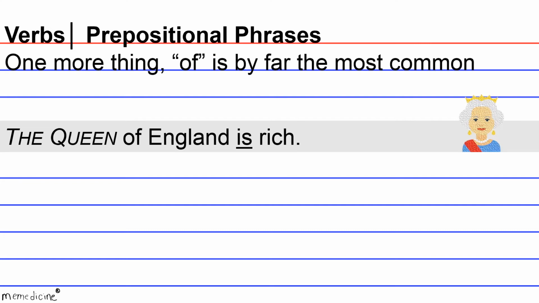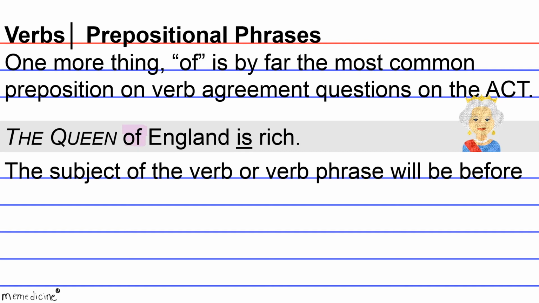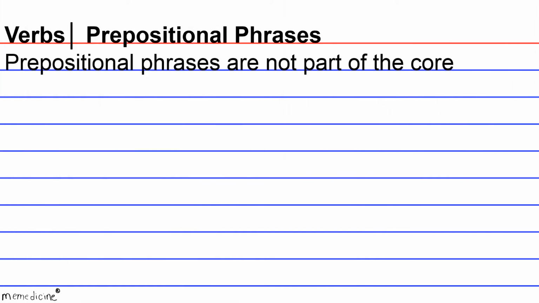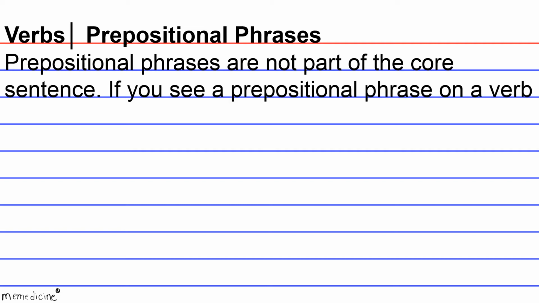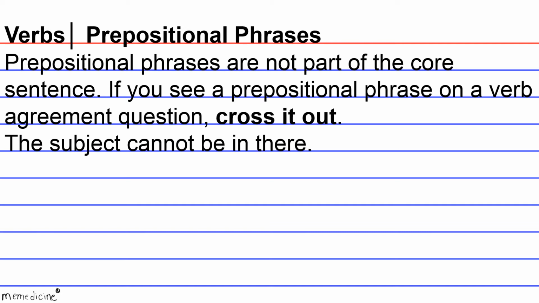One more thing: of is by far the most common preposition on verb agreement questions on the ACT. The subject of the verb or verb phrase will be before of, not after. Prepositional phrases are not part of the core sentence. If you see a prepositional phrase on a verb agreement question, cross it out. The subject cannot be in there.